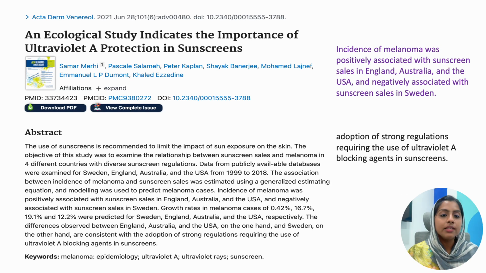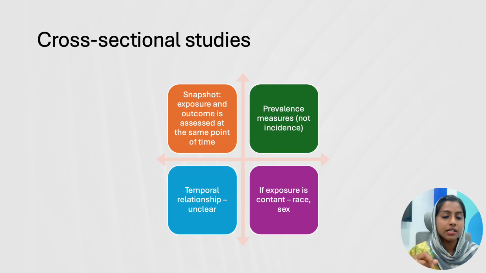So this is basically an example of an ecological study. In this particular study, what they have done is that they have analyzed the sunscreen sales and the occurrence of melanoma. As I mentioned, we are not evaluating if the people who have applied sunscreen have got less occurrence of melanoma. So this is the problem with the ecological study. But as I mentioned, it's actually good for hypothesis generation.